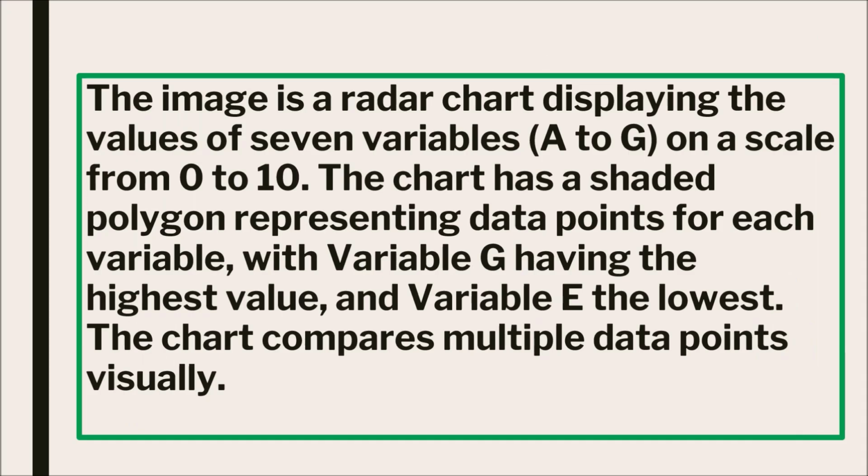The image is a radar chart displaying the values of 7 variables on a scale from 0 to 10. The chart has a shaded polygon representing data points for each variable, with variable G having the highest value and variable E the lowest. The chart compares multiple data points visually.